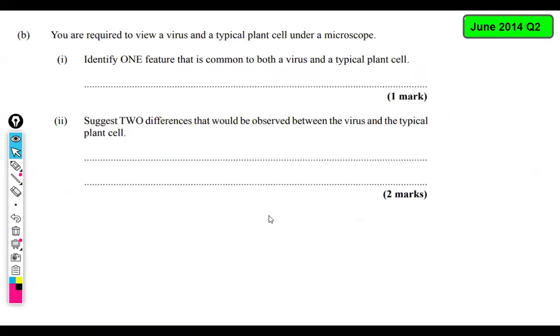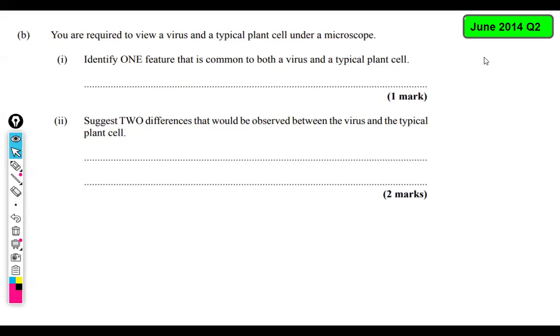Right. You are required to view a virus and a plant cell. Oh, I like this question. This one actually gave me a little bit of problems, and I actually had to do a little bit of research to get this one out. So you're looking at a virus and a plant cell. Name one feature that is common to both a virus and a plant cell. I found it was such a strange question. What's the only similarity between a virus and a plant cell?